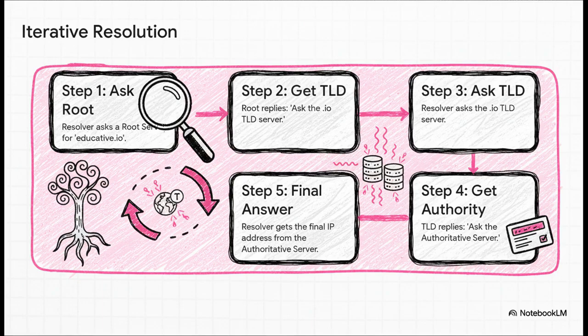Your local DNS resolver does all the heavy lifting. It goes to a root server and asks, hey, where's educative.io? The root server says, I don't know, but go ask the IO TLD server. So the resolver does. It asks the TLD server, which replies, nope, not me, but you should ask its authoritative server.